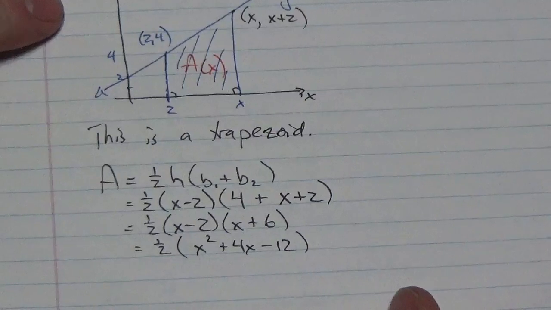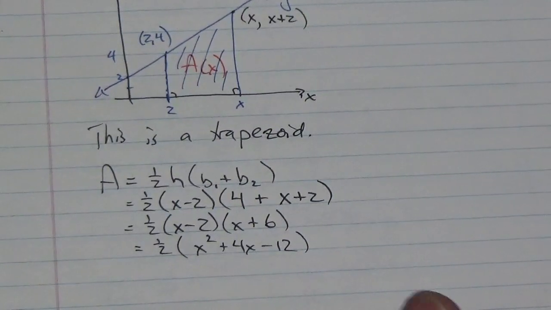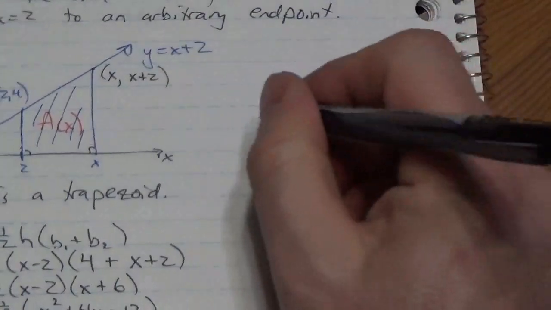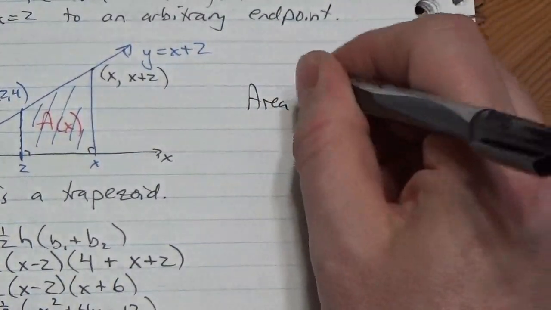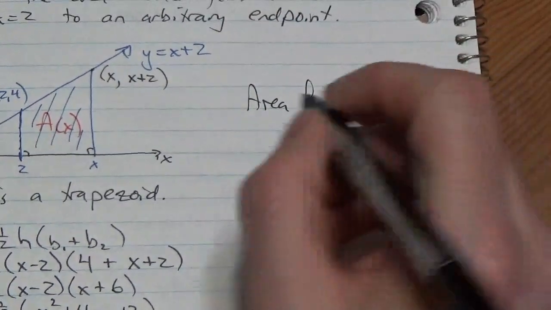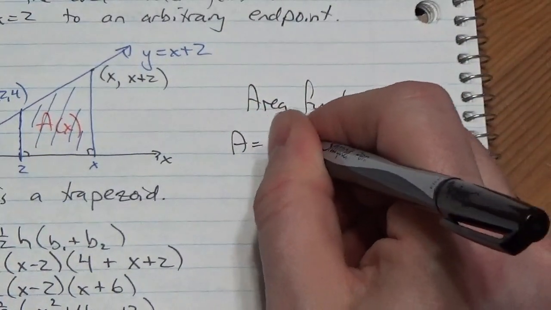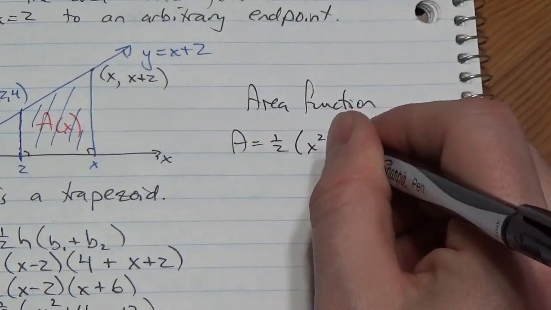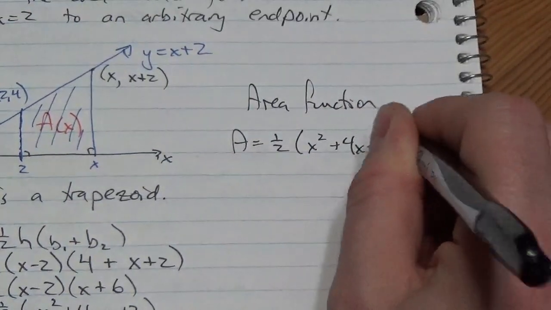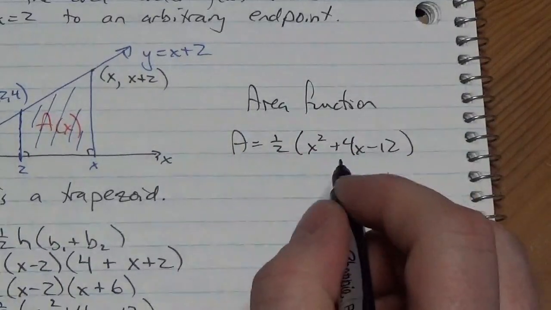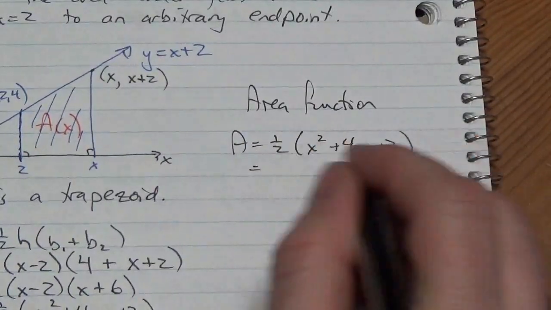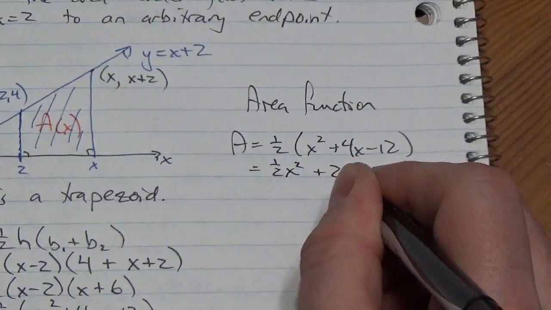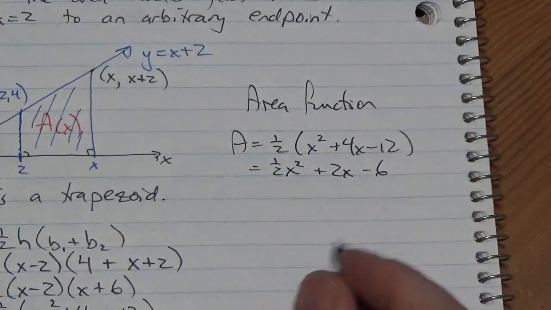Here is the big, oh, wow, I can't believe that just happened. Let's take this function. Let's take my area function. Okay, my area function was 1/2, and I found it to be x squared plus 4x minus 12. Okay? And in fact, what I'm going to do here is I'm going to expand that. I'm going to multiply the 1/2 through. So I'm going to get 1/2 x squared plus 2x minus 6.